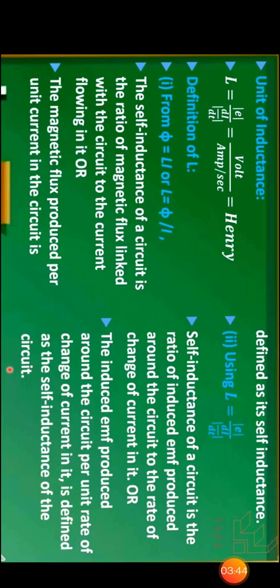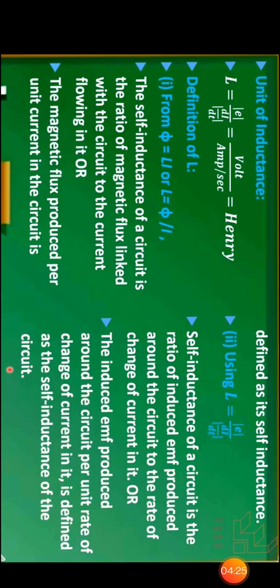The definition of L comes from the first case, phi is equal to L into I, or L is equal to phi upon I. The self-inductance of a circuit is the ratio of magnetic flux linked with the circuit to the current flowing in it, or the magnetic flux produced per unit current in the circuit is defined as its self-inductance.